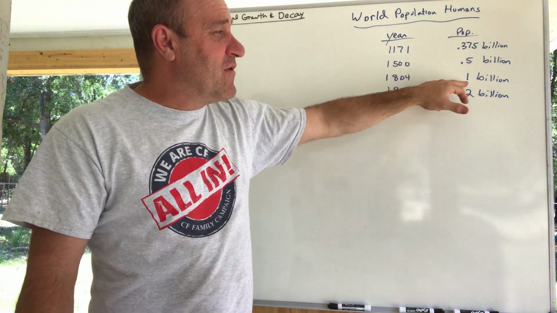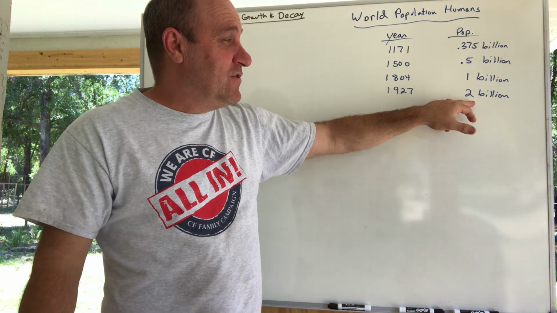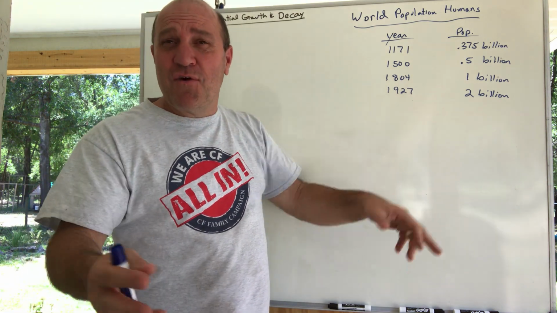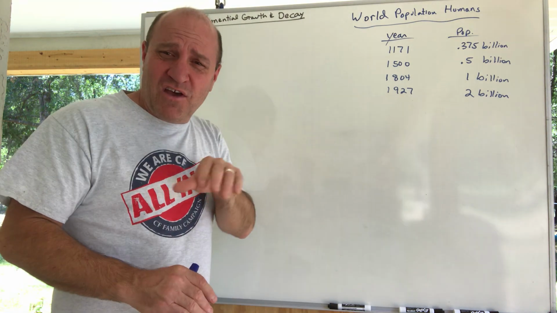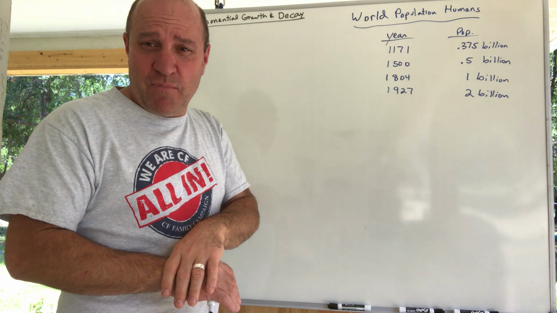In 1804, we finally hit 1 billion people. And in 1927, we hit 2 billion people. I'm not sure if you know, right now we're right on the cusp of 8 billion. We're about to hit 8 billion people.